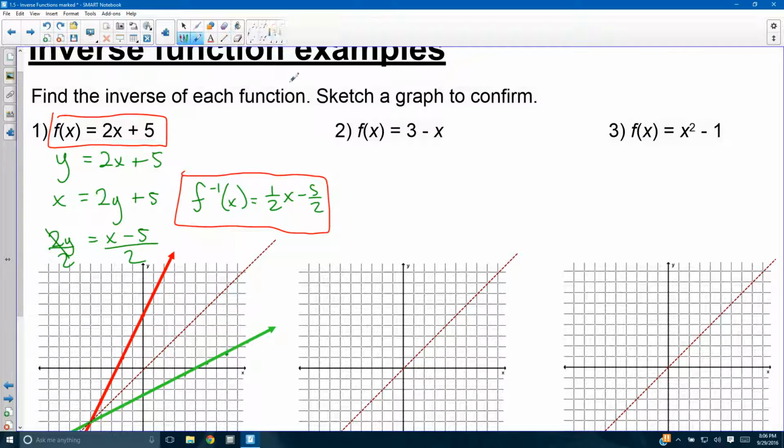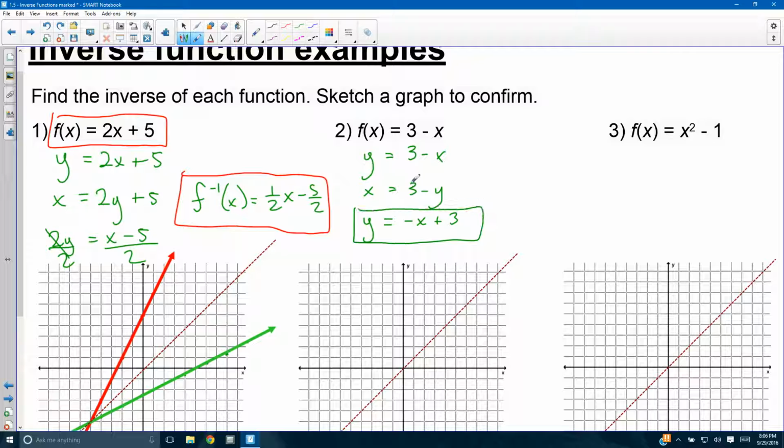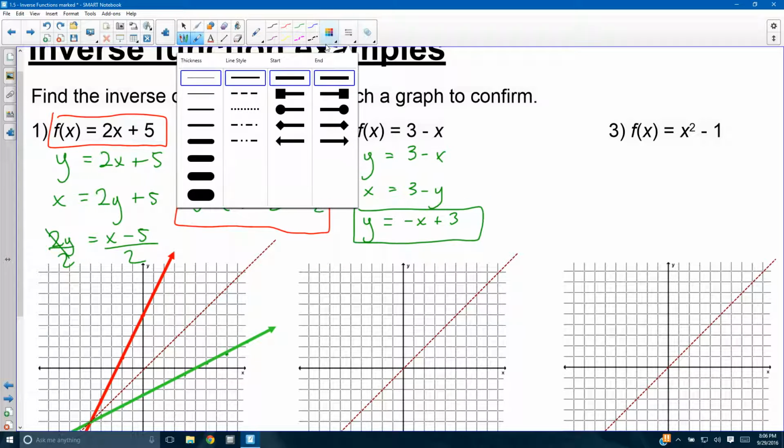Okay, number 2, same idea. Y equals 3 minus x. Swap, x equals 3 minus y. Add y to both sides, subtract x from both sides. I'll get y equals negative x plus 3. So this I'll make green, this I'll make red, as I did last time.